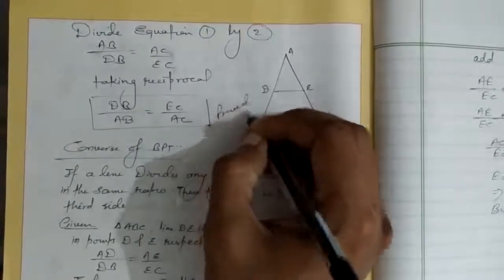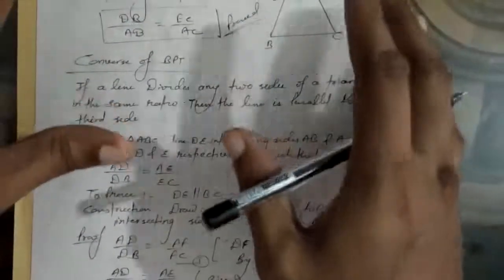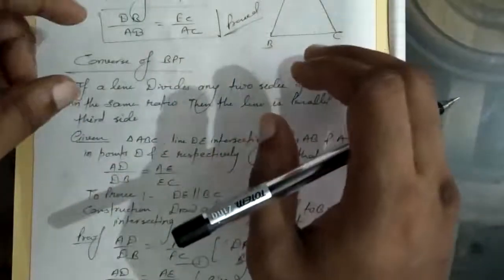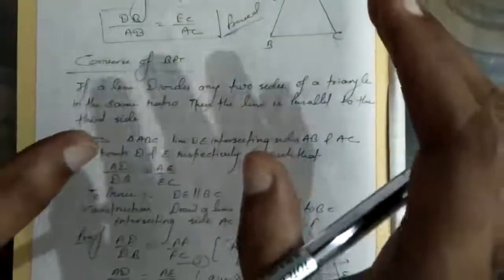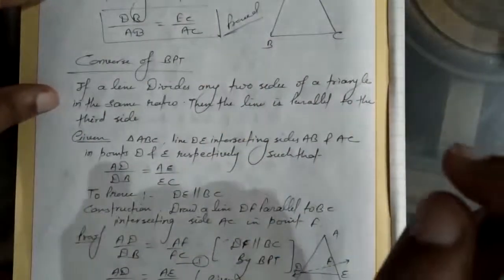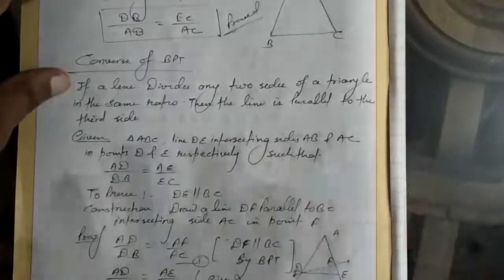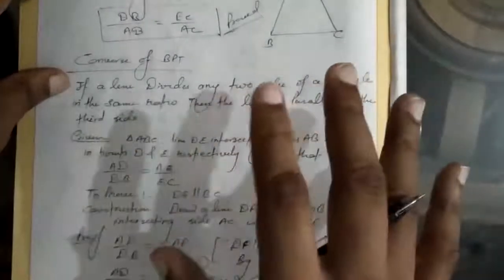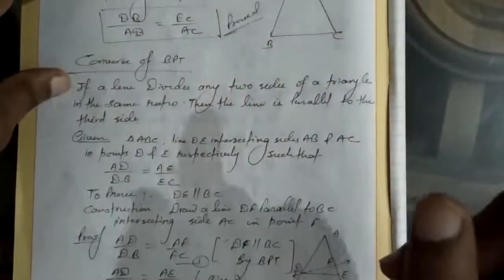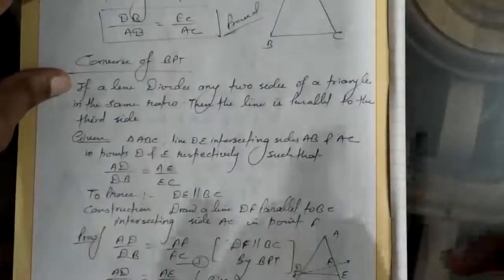Proved. Now you can see here the converse of BPT. See, BPT says that if lines are parallel, then the ratio will be the same, in which one line will divide the other two sides of the triangle. But the converse of BPT says that if a line divides any two sides of a triangle in the same ratio, meaning here the ratios are given the same, then you have to tell that the line which is dividing the two sides in the same ratio is parallel to the third side of the triangle.